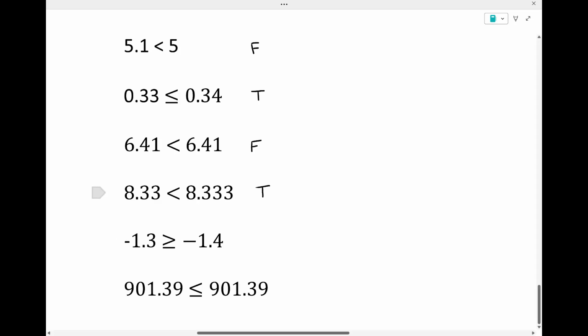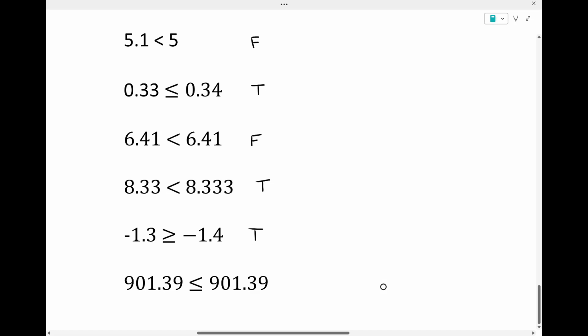This is true. Minus 1.3 is greater than or equals to minus 1.4. This is true. And finally, 901.39 is smaller than or equals to 901.39. This is true.